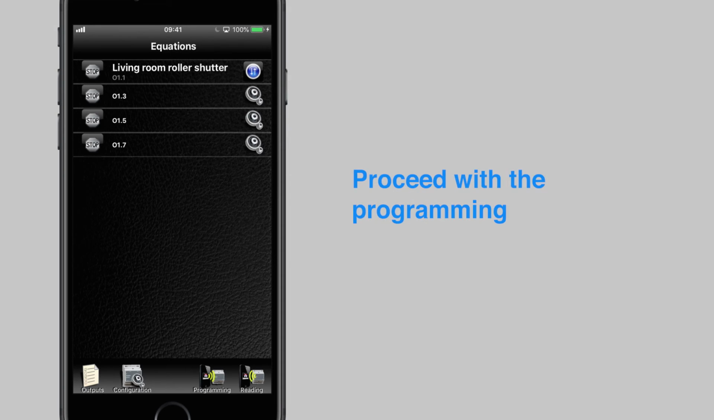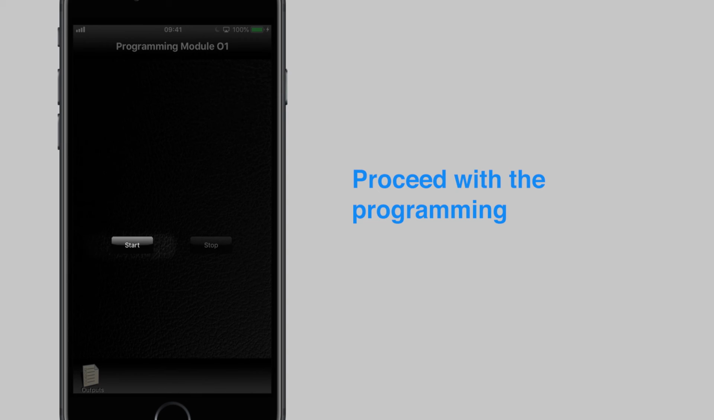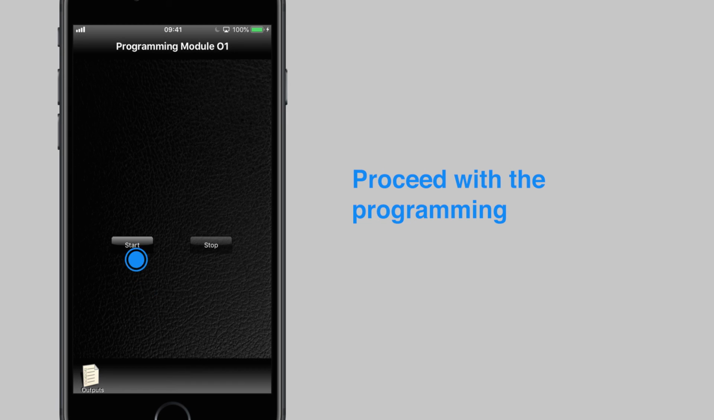At the end of the equations page, proceed to the programming of the module by clicking on the programming icon. The Start and Stop buttons will appear. Press Start and wait for the completion of the operation, which will take a few seconds.